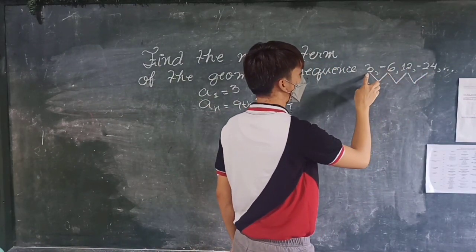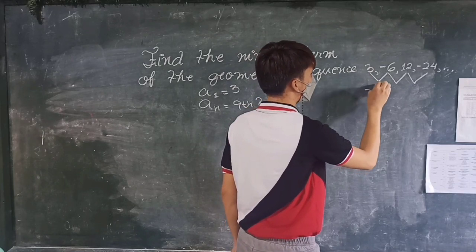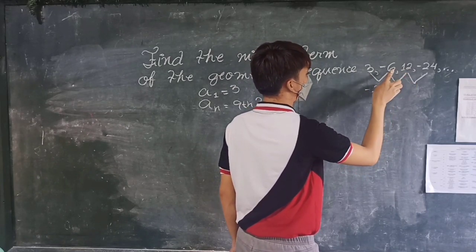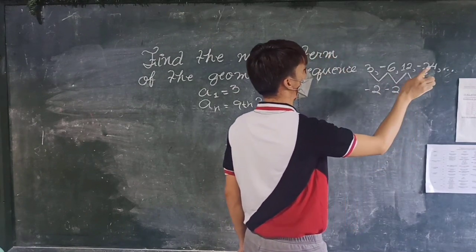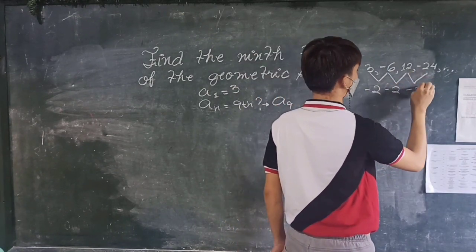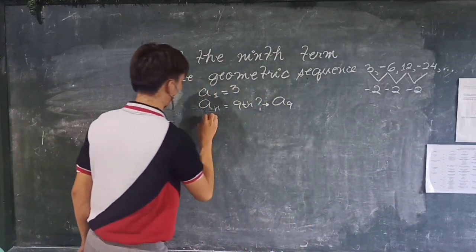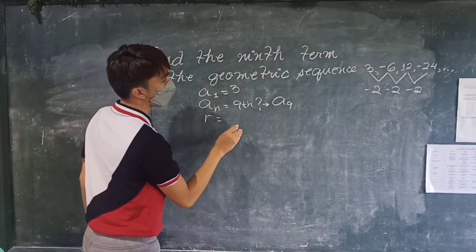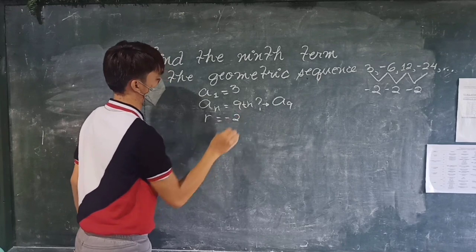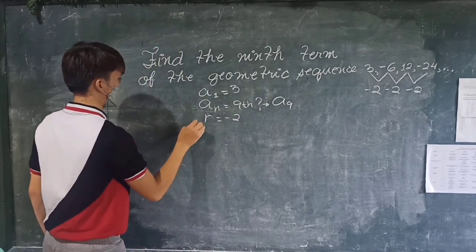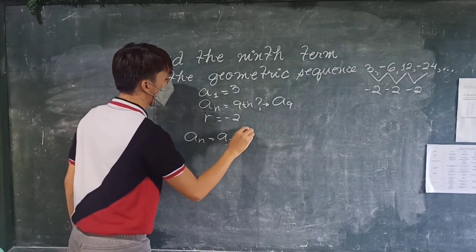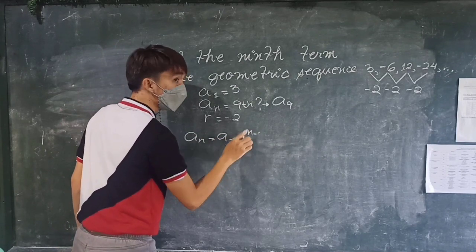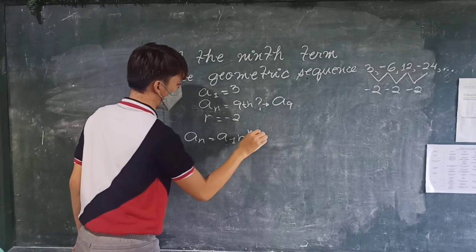Let's find out the common ratio. -6 divided by 3 is -2. Positive 12 divided by -6 is -2. And -24 divided by positive 12 is -2. So the common ratio is -2. So we are going to use the formula a sub n equals a sub 1 times r raised to the power of n minus 1.